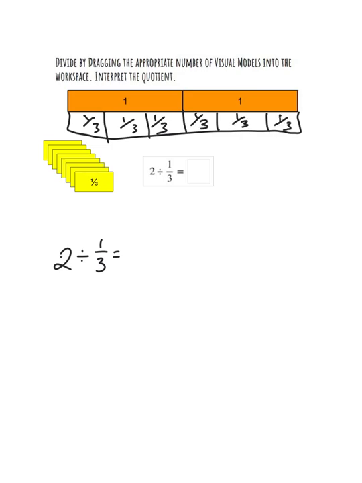Once you're done doing that, where it says interpret the quotient, what they mean is count up how many thirds you have. So how many thirds are in 2 wholes? Counting them up, I can see that there are 6 thirds in 2 wholes. 2 divided by 1/3 equals 6.